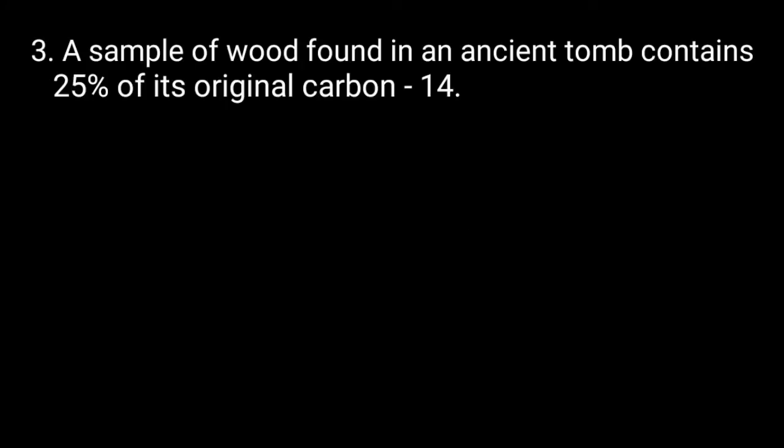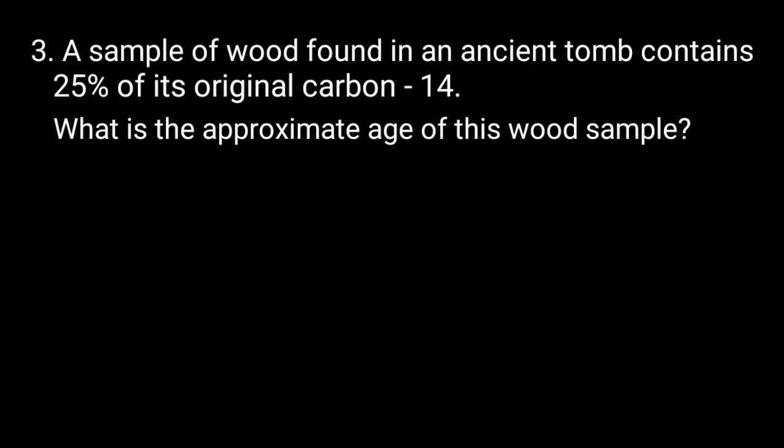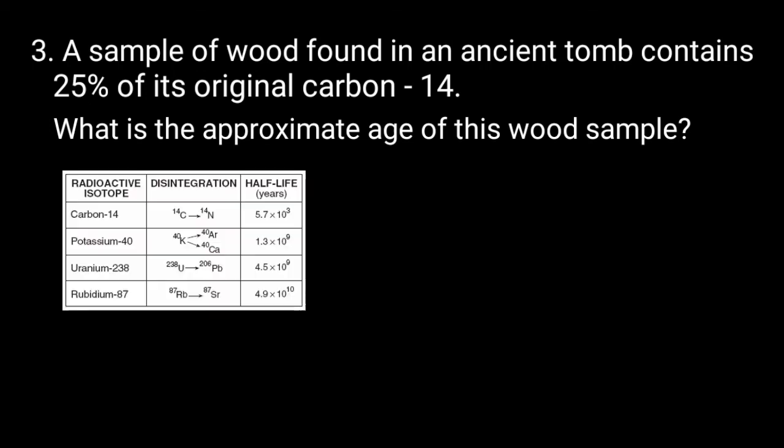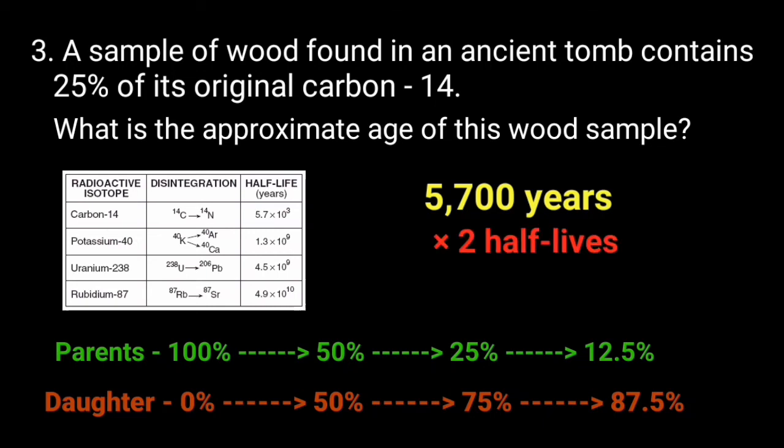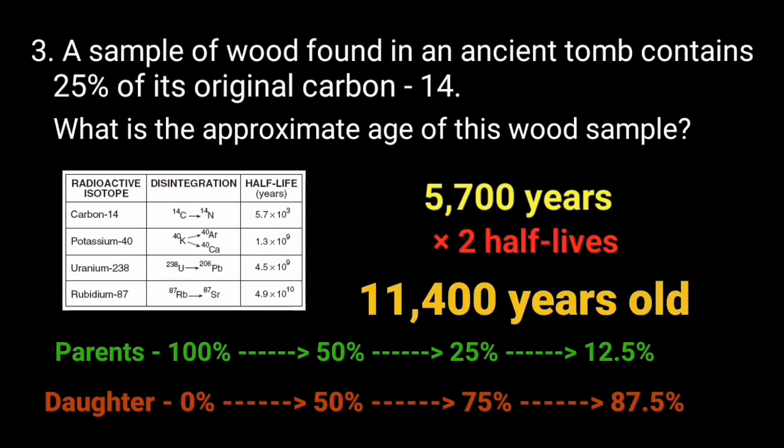Okay, let's do the last practice question. A sample of wood found in an ancient tomb contains 25% of its original carbon-14. What is the approximate age of this wood sample? So let's go to this chart again. Well, the wood has 25% of carbon-14 remaining. And if we base the 25% on this chart, the 25% is 2 half-lives. So if we multiply 5,700 years by 2 half-lives, we can get the age of the wood.